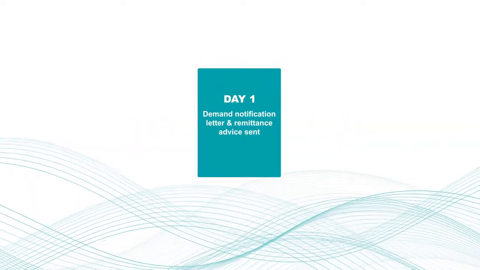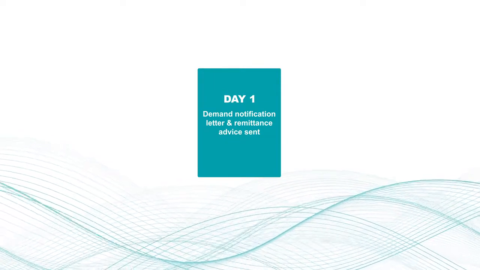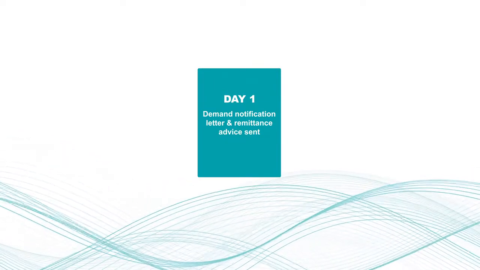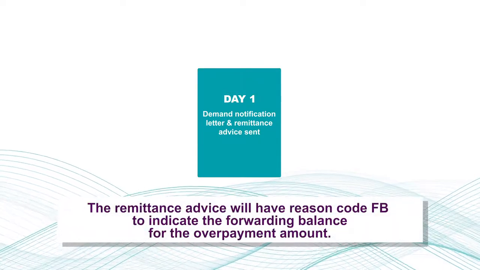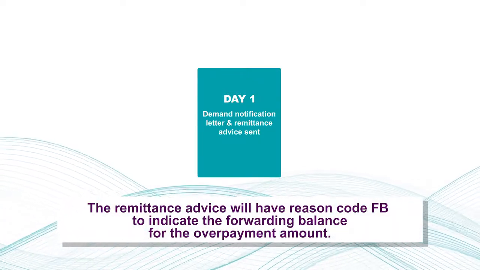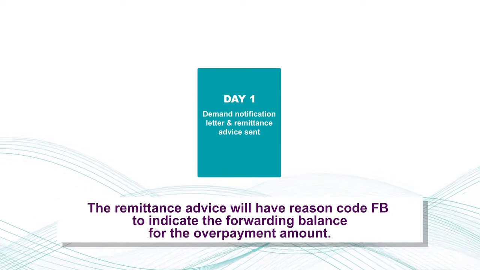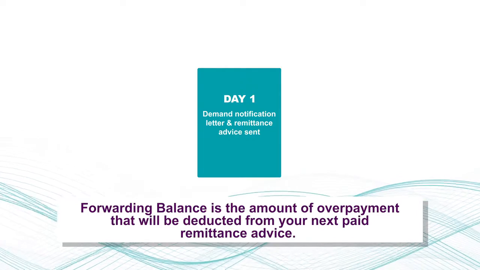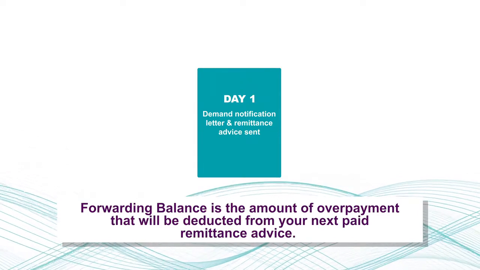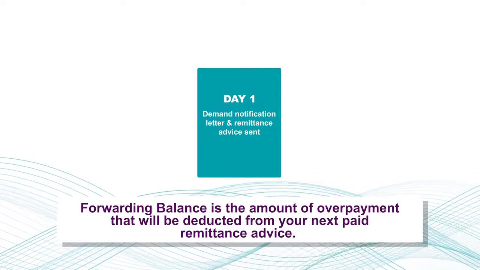Beginning day 1 of the overpayment process, the demand notification letter is sent to the billing provider and the adjusted claim will appear on your next scheduled remittance advice. The remittance advice will have reason code FB to indicate the forwarding balance for the overpayment amount. Forwarding balance is the amount of overpayment that will be deducted from your next paid remittance advice.